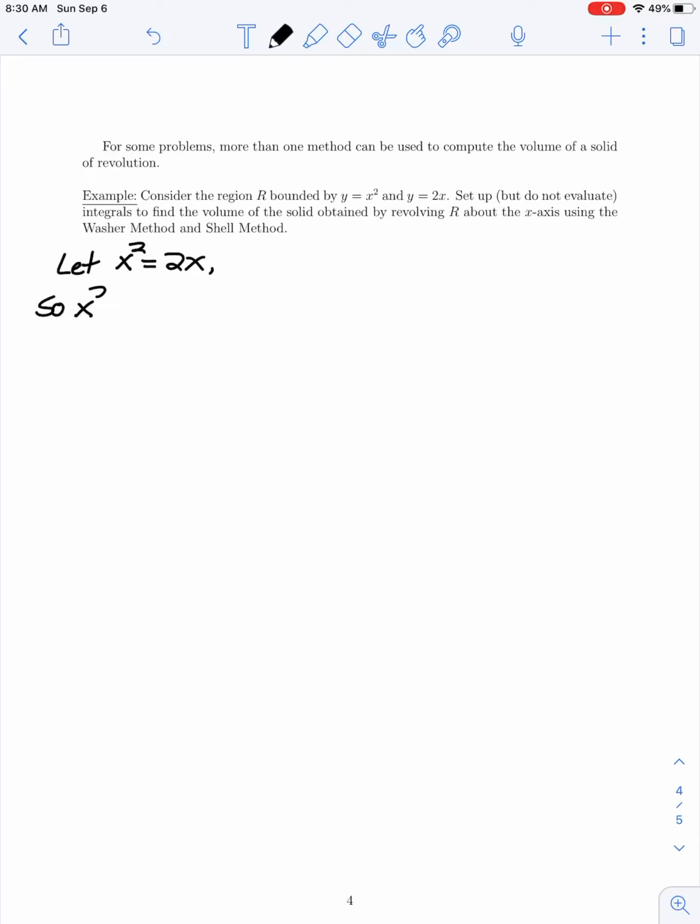So it follows that x squared minus 2x is 0. Or factoring out an x, we're left with x times (x minus 2) is 0. And so x is either 0 or 2. So let's sketch our region here.